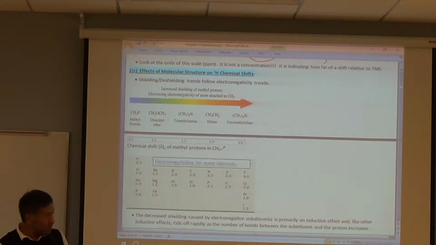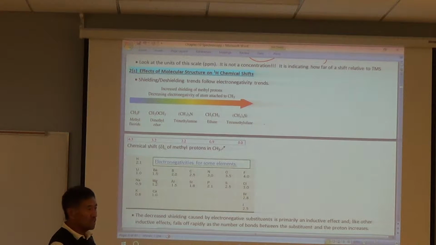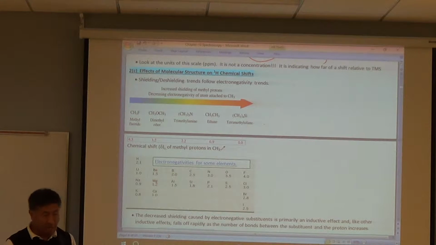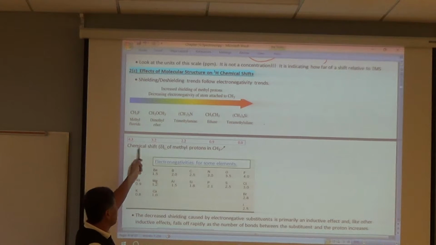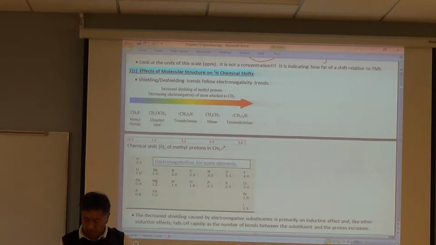See, there are a few examples here. This is methyl fluoride, CH3F, so you have a fluorine atom. Fluorine is very electronegative. It is attached to the carbon, which carries the other 3 H atoms, but because fluorine pulls the electrons away from the carbon, the H has less electron density covering it, so the H is deshielded. Deshielded, we call it downfield. So this side is downfield, the other side is upfield.